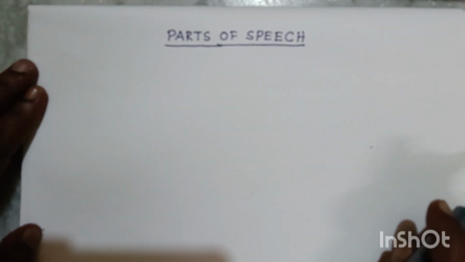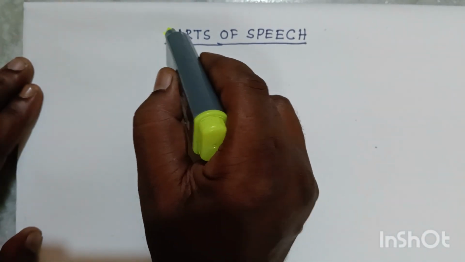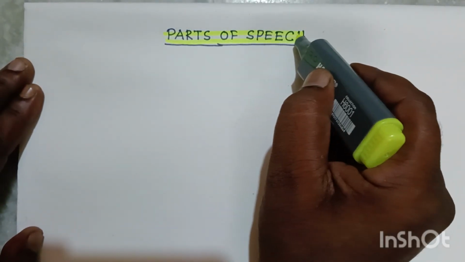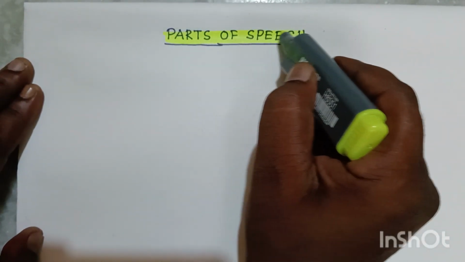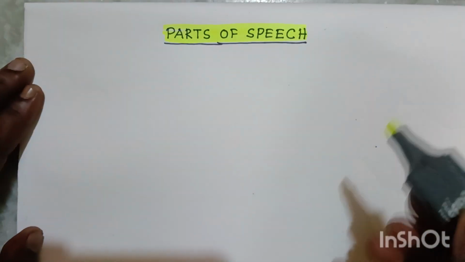Friends, today we'll discuss the most important part of English grammar, that is parts of speech. Today we'll discuss parts of speech in a nutshell. That means we are not going to discuss it in detail here. And after that we will solve a practice set. Friends, if you watch this video entirely, there will be a perfect idea regarding parts of speech.